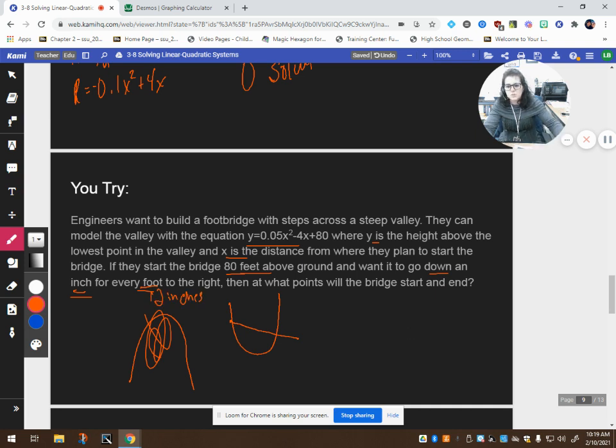So I encourage you to pause the video and come up with a linear equation to show that they're starting at 80 feet and going down 1 inch for every 12 inches it moves to the right. That way we can find what points the footbridge would start and end.